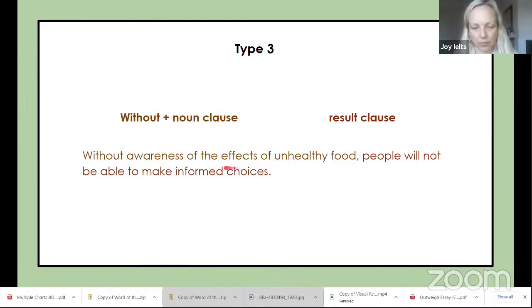Now, this is a collocation, so we talk a lot about collocations. Collocations are words that naturally go together, and to get a band 7, the examiners don't focus on your individual vocabulary. They're looking more at your collocations, your words that go naturally together. So an informed choice means an educated choice or an educated decision.